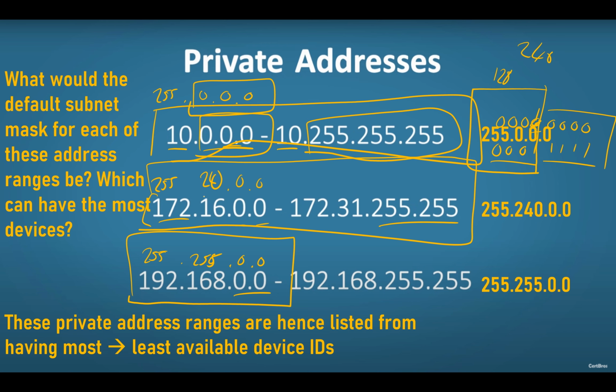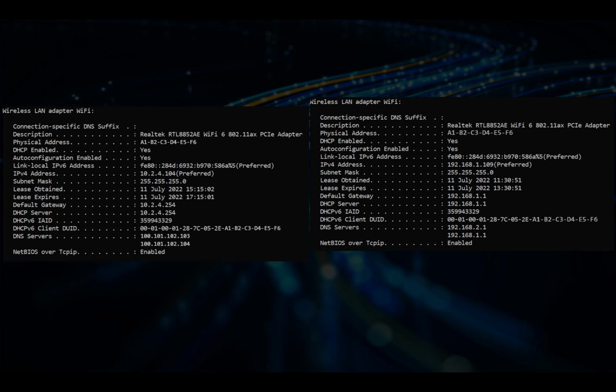Right, if we look at this one, this one has 4 bits here, and then 8 plus 8. So that's going to be 20 bits for the host ID. Obviously, this one here has just 16 bits for the host ID.